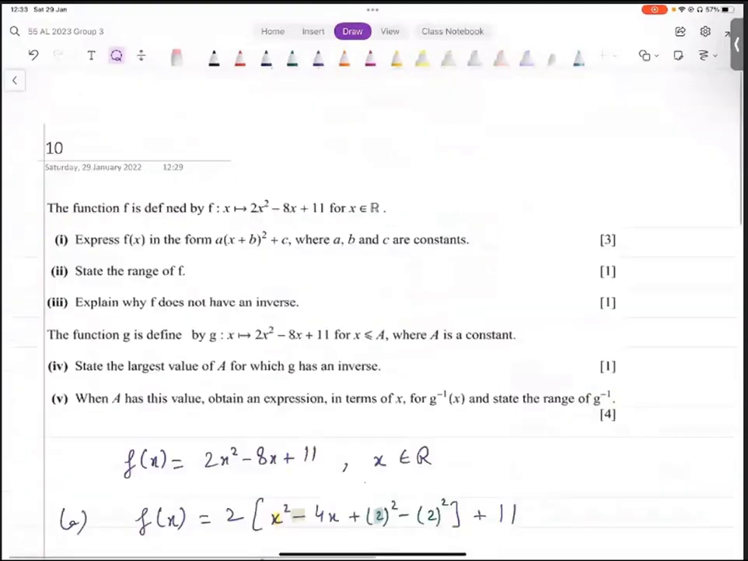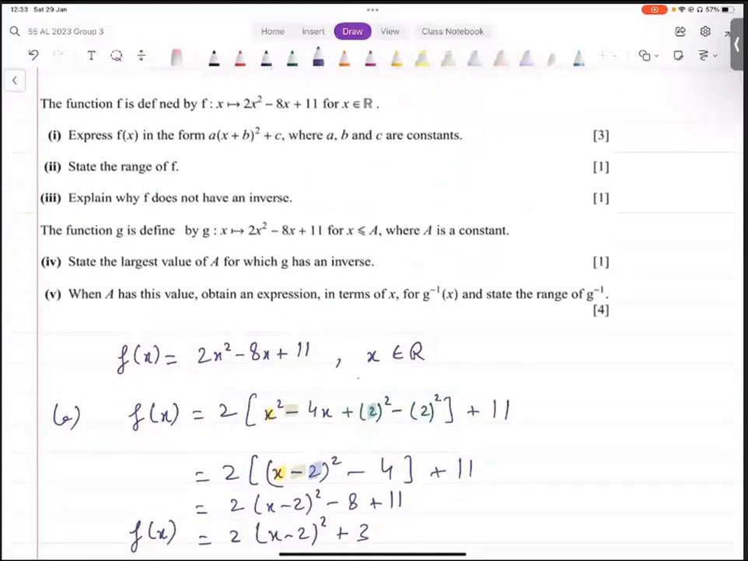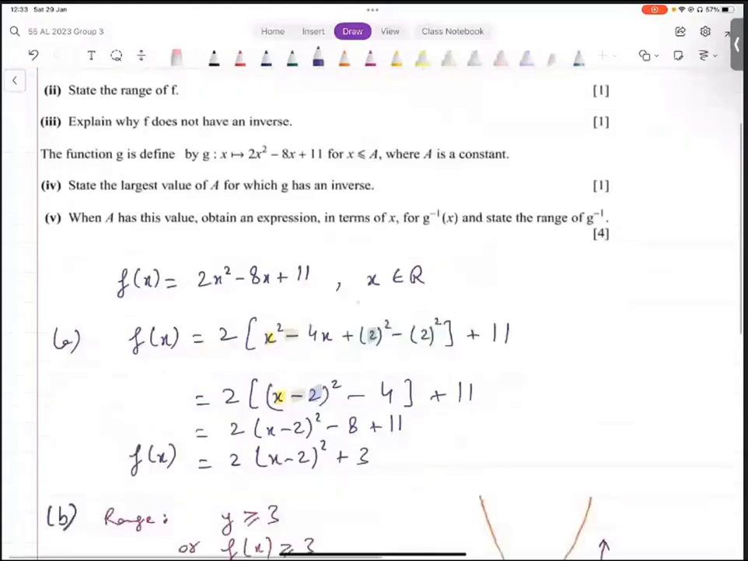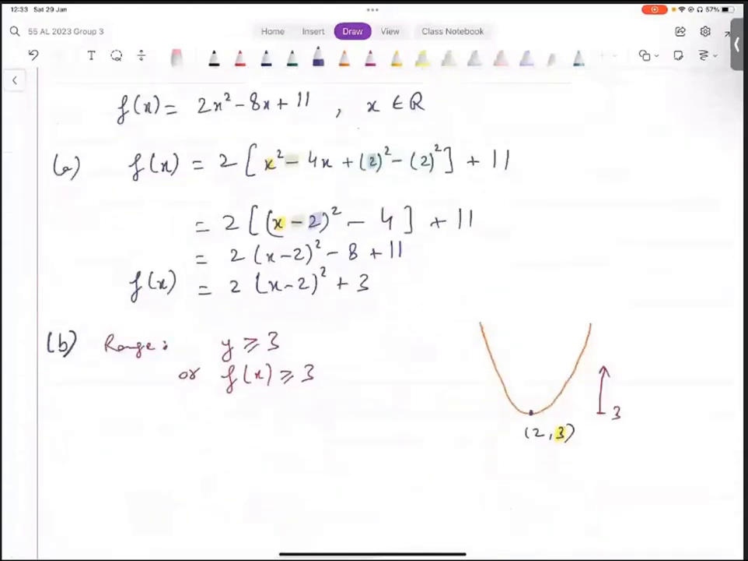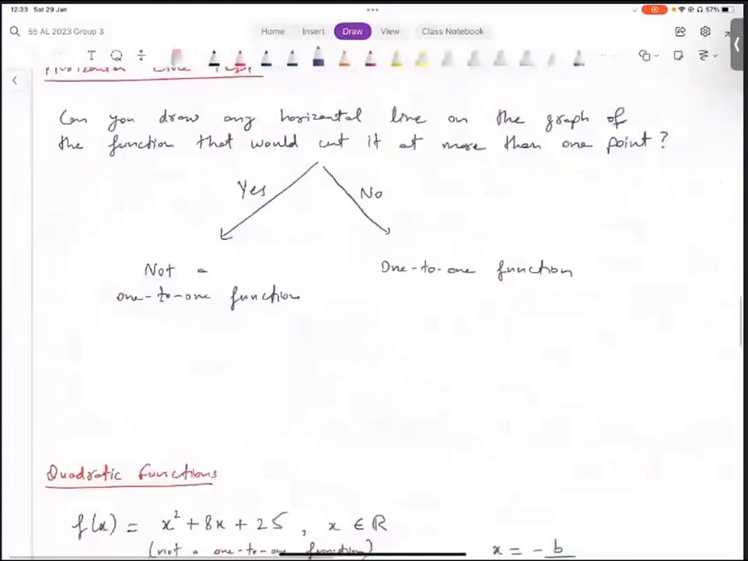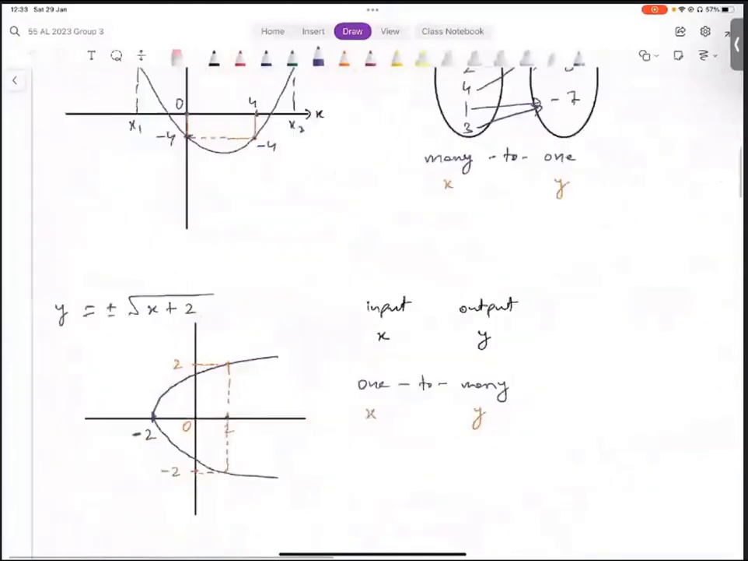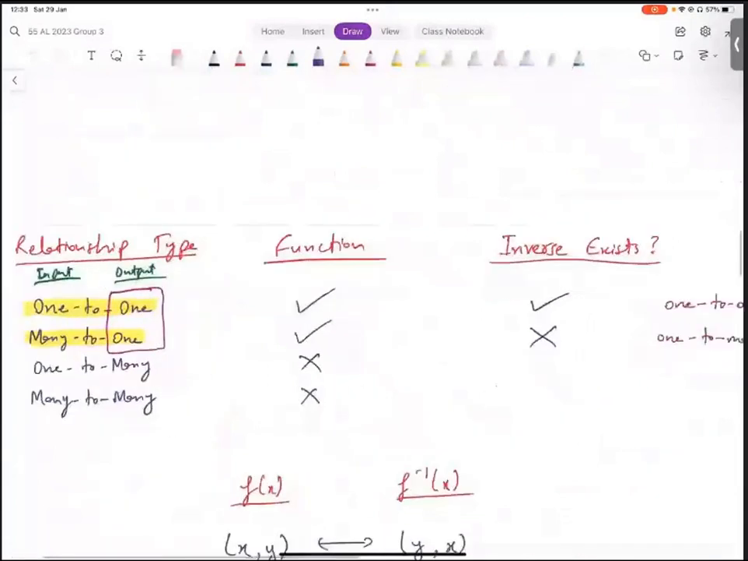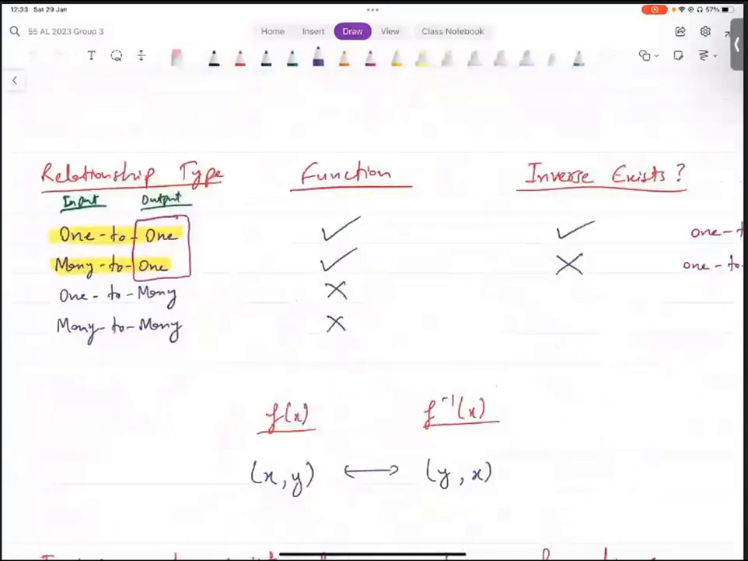Okay, good. Let's look at the third part. The third one में क्या कहता है? Explain why f does not have an inverse. Why this function f does not have an inverse. Why does it not have an inverse? It's not a one-to-one function, right? So हमने क्या कहा था? हमने कहा था inverse function सिर्फ कब exist करता है? It only exists for one-to-one functions. Inverse exists only for one-to-one functions.